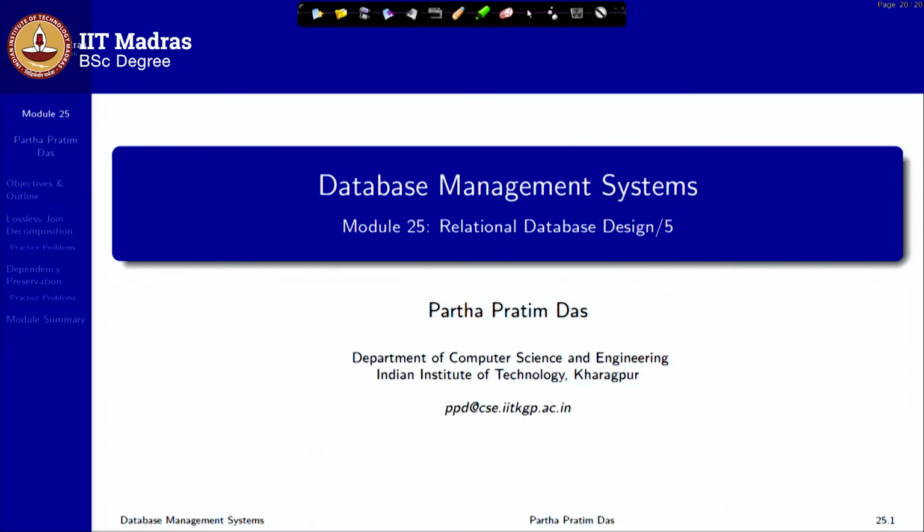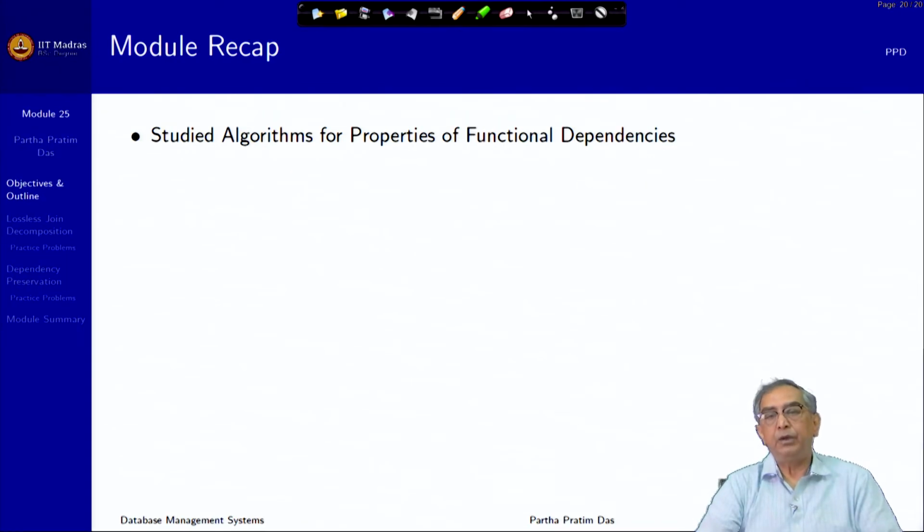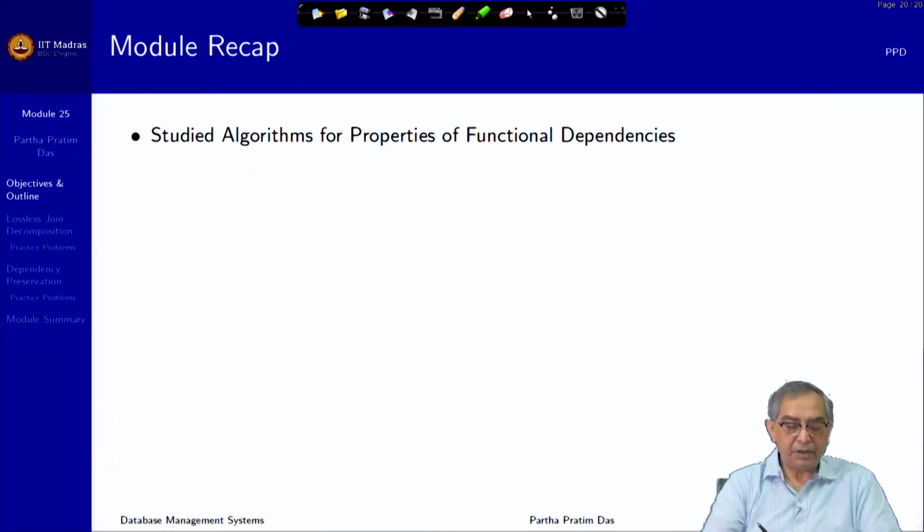Welcome to module 25 of Database Management Systems course in IIT Madras Online BSc program. We have been discussing relational database design, which is based on dependency theories and normalization. In the last module we have done a number of very important algorithms for functional dependencies.